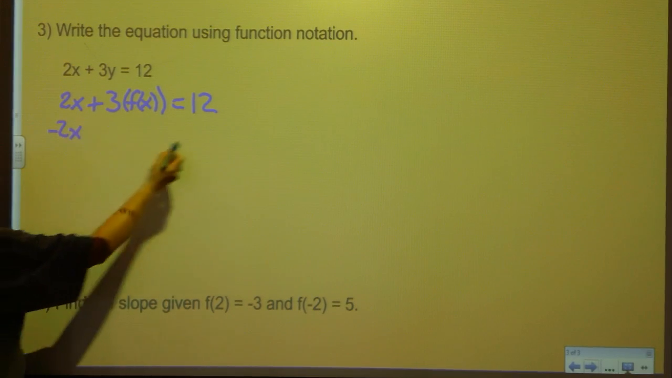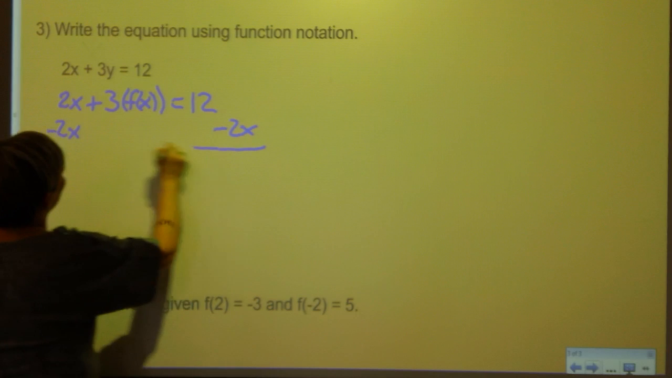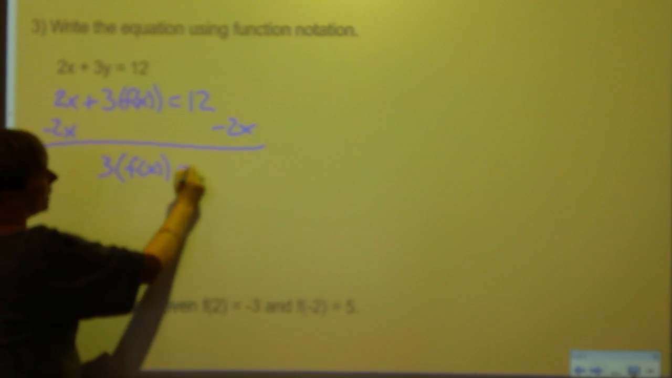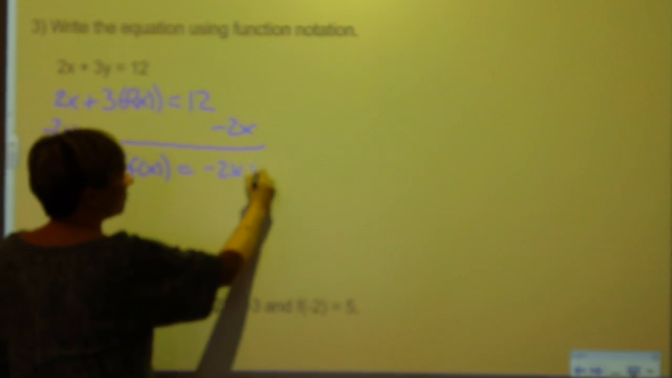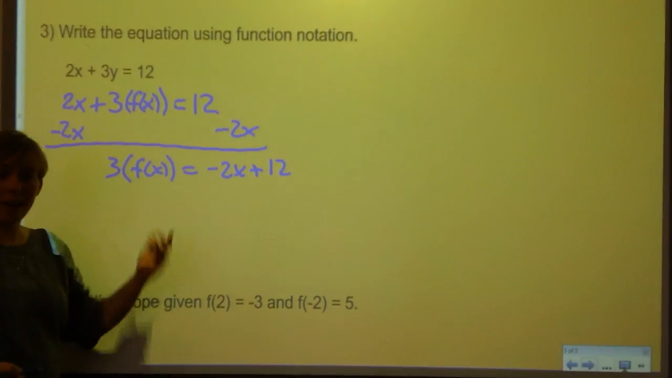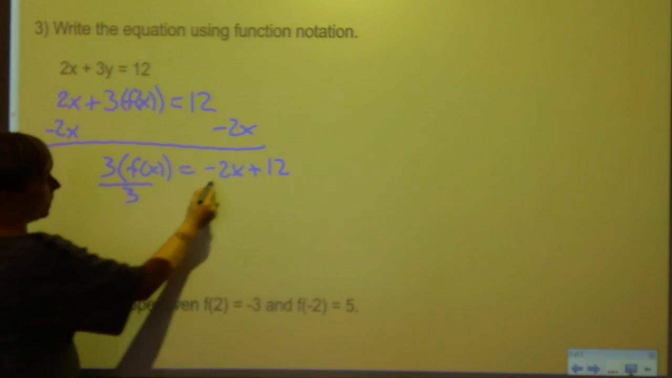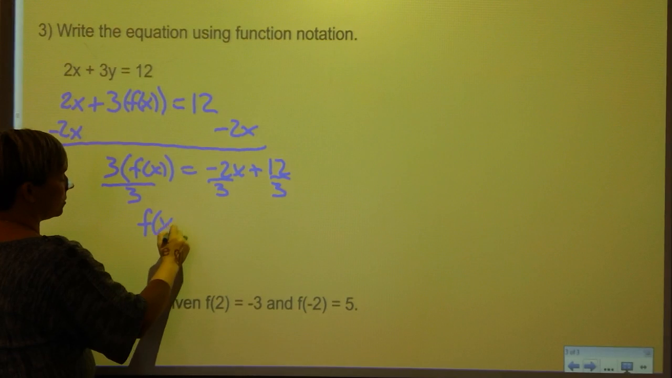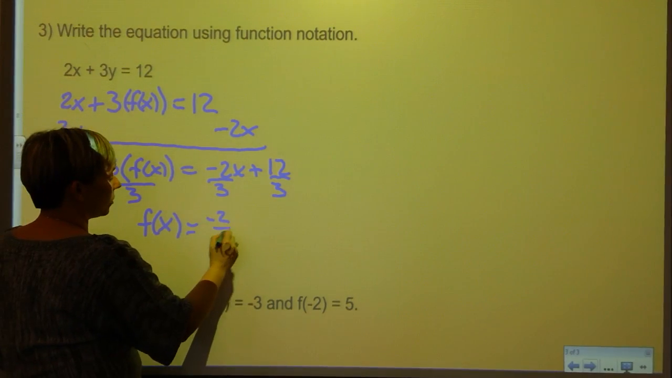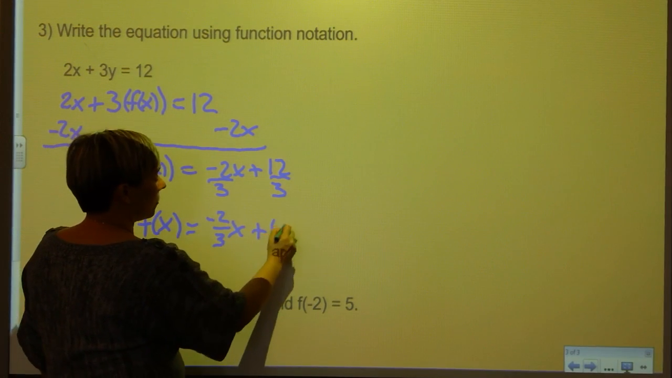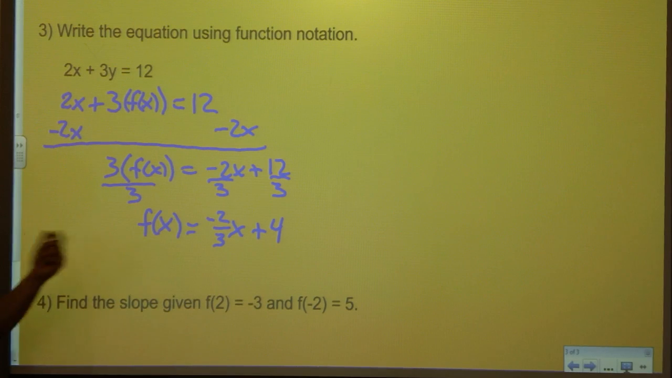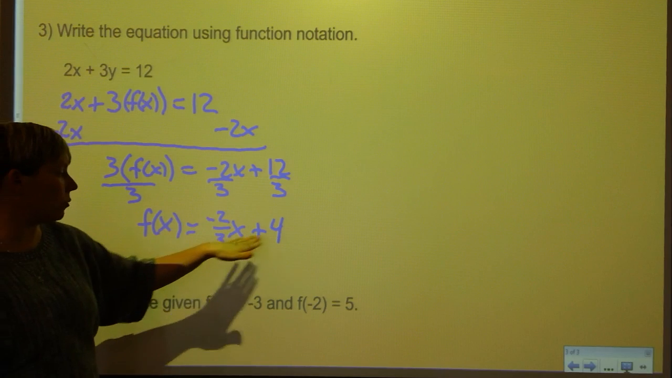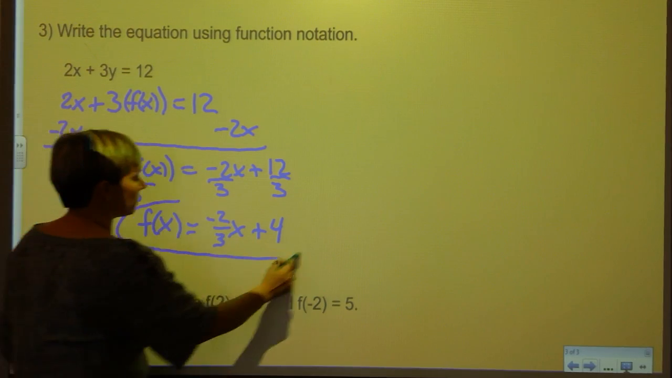I'm going to subtract 2x from both sides. That gives me 3 times f of x is equal to negative 2x plus 12. And then I would divide by 3. Here, I'm going to get f of x is equal to negative 2/3 x plus 4. And that's it. That's exactly what I want. My f of x replaces my y, and I get equals negative 2/3 x plus 4. That would be my answer.